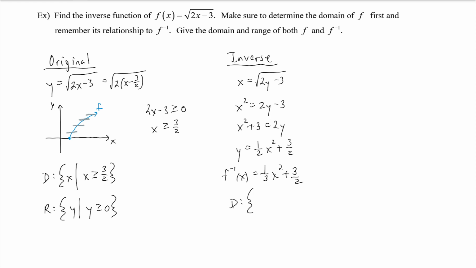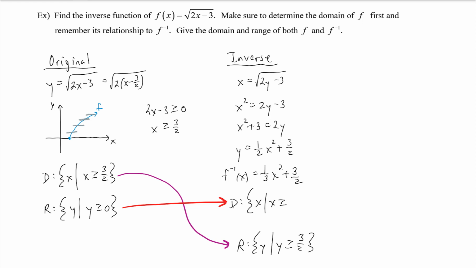So this one's domain becomes this one's range. And the original range is this one's domain. So it actually does not have a domain of all real numbers like most quadratics. Instead, this one's domain is all non-negative numbers because the original one was a radical function.